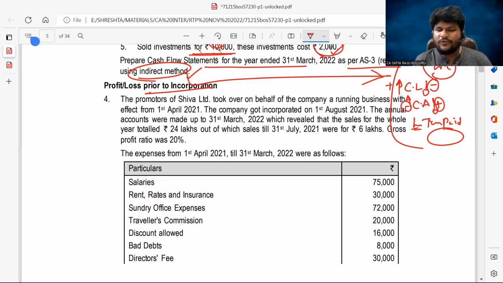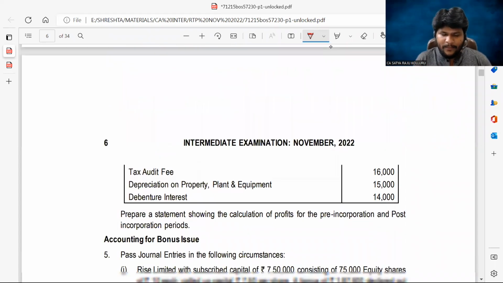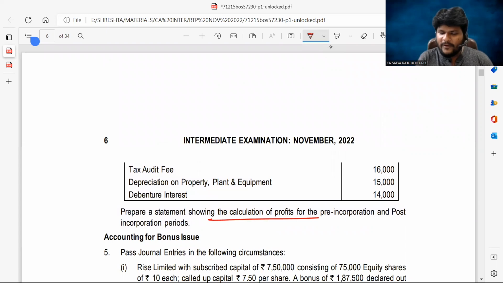Guys, whenever a question is asked in the examination from this chapter, no doubt about it, those are pocket marks only. Very simple questions they are asking, and the concept is also pretty easy. Now what they're asking: prepare a statement showing the calculation of profits for the pre-incorporation and post-incorporation periods.